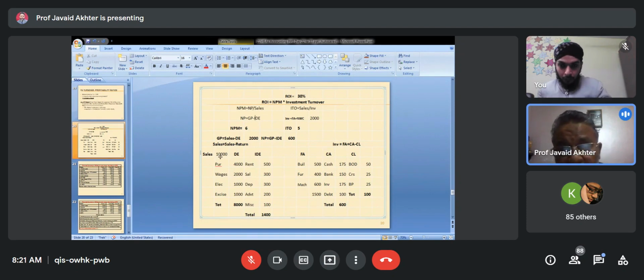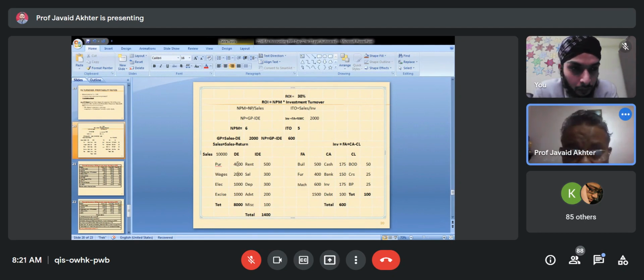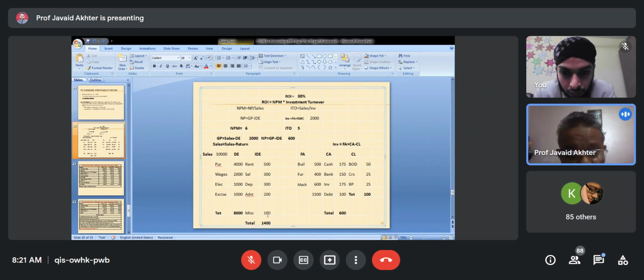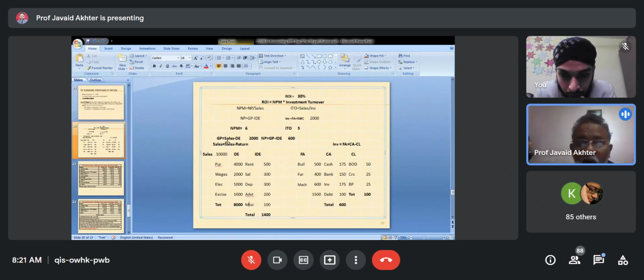Now come to this figure. These direct expenses are like purchases, wages, electricity, excise, and total. Indirect expenses are rent, salaries, depreciation, advertisement, and miscellaneous. Just stay up to left side of this chart only. So through these figures like 8,000, 1,400, etc., you will be in a position to calculate gross profit. Is that clear or not?